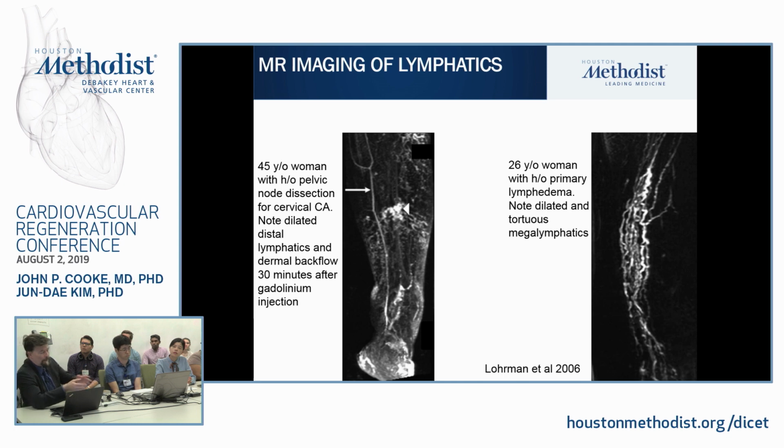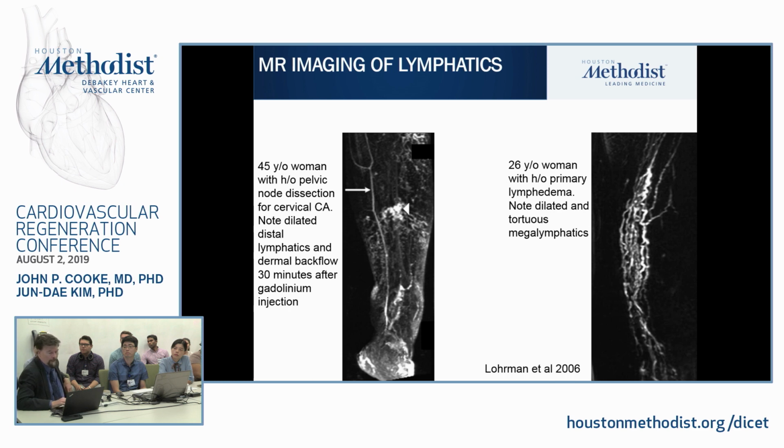In this case, the lymphatics of this woman, she has a lymphedema due to pelvic node dissection. So she had removal of a cervical cancer, and she had a lot of nodes removed in her pelvis, and she developed lymphedema as a result. And she has some dilated lymphatics. Above this level you can't see, but the flow was stopped. So, and you get this dermal backflow, you get these collections of gadolinium in the skin, which are characteristic of a lymphatic obstruction.